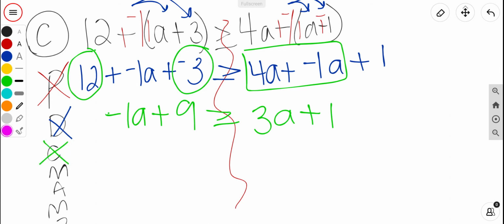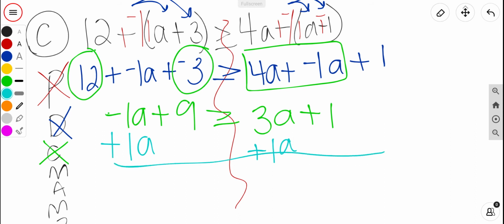Move variables. So we're going to move the smaller one again. So this time we are adding 1a on both sides. I don't know if you've noticed, but I've been color coding this. It's great to use colors while you're working because it keeps your brain thinking about the step at hand. So 1a and negative 1a cancel each other out. So we've got 9 is greater than or equal to 4a plus 1.